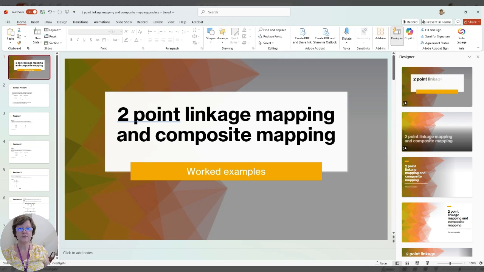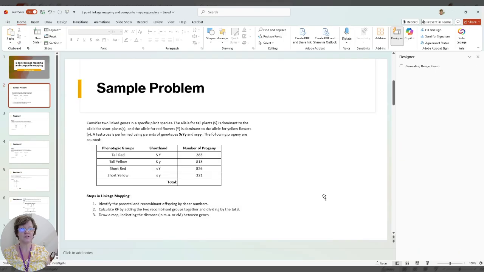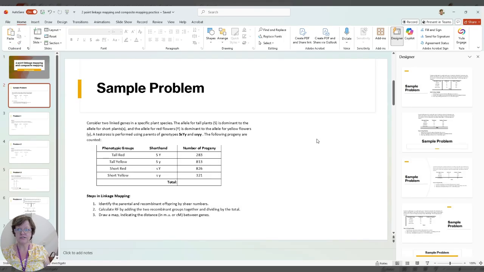So this tutorial will cover two-point linkage mapping and composite mapping, like we discussed in lecture. And I'll go through some worked examples. I'll start with a sample problem, and then you can try to do the 5 additional problems on your own. And as needed, you can keep the recording going to find out the answers. So the first one, the practice problem that we're going to look at, is shown here.